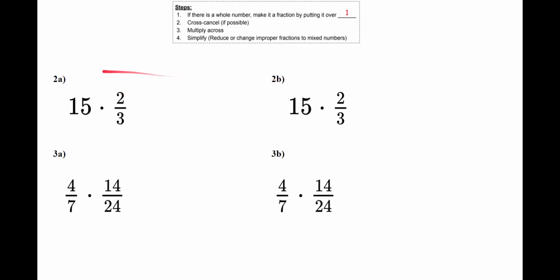As you can see, we have two versions, an A version and a B version of these problems, and they are exactly the same because we're going to try some of them by using cross-canceling, and we're going to try the other half without cross-canceling, and you're going to get to see the difference in how much work there is. I personally love cross-canceling. I think it's kind of fun. So let's try this one.